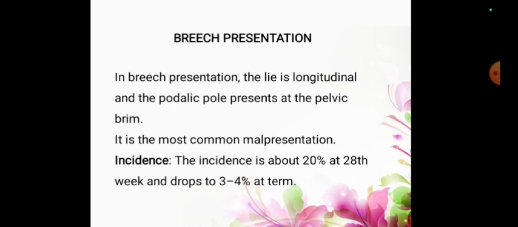In breech presentation, the lie is longitudinal and the podalic pole is present at the pelvic brim. The longitudinal lie is either cephalic, with the head at the pelvic brim, or breech presentation, with the podalic pole at the pelvic brim. Any presentation apart from cephalic vertex is a malpresentation, and the most common is breech presentation. The incidence at 28 weeks is 20% and at term is 3 to 4%, so it is associated with prematurity.